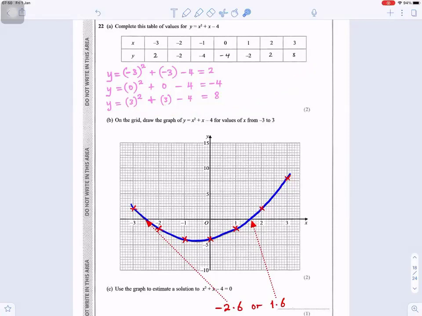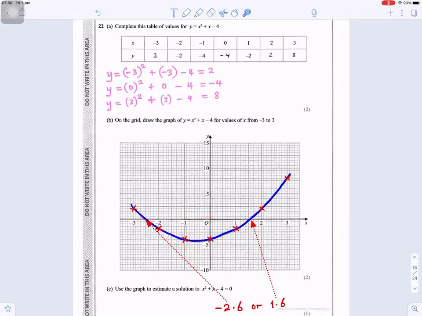Now to plot the graph, we start marking the points. So it's minus 3, 2. You go minus 3 to the left and 2 up. You mark it there. So minus 3, 2 is that point. Minus 2, minus 2 is this point here. Next point, minus 1, minus 4. Minus 1 to the left and minus 4 down. So it's that point there.